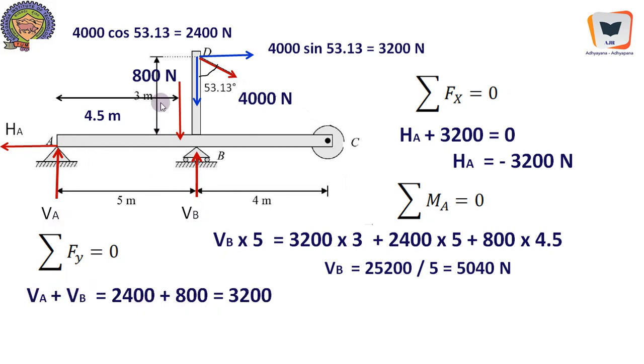equal to 2400, the vertical component of this tension, plus 800, the self weight. It will give us 3200, and when we find out VA, it happens to be negative, because 3200 minus 5040 will give us 1840 in the negative direction. Therefore the assumed direction of VA is wrong. Therefore it should be reversed.